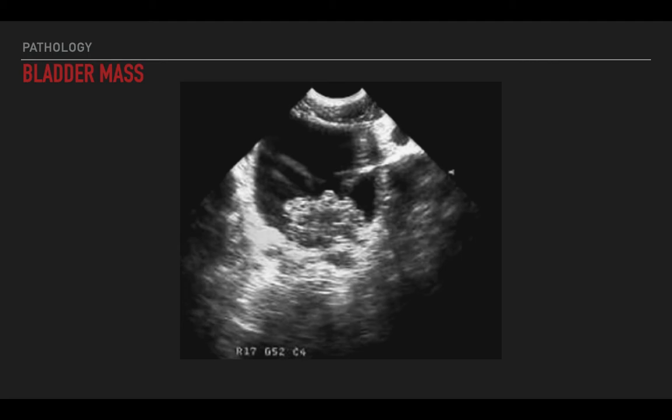Moving on, bladder. Typically, once again, we said that you can see a Foley, but you can also see masses. In this case, what you're looking at is a bladder in transverse view, and what you see here is a fungating mass within the bladder. Perhaps this patient presented to the emergency department and actually had bad hematuria.